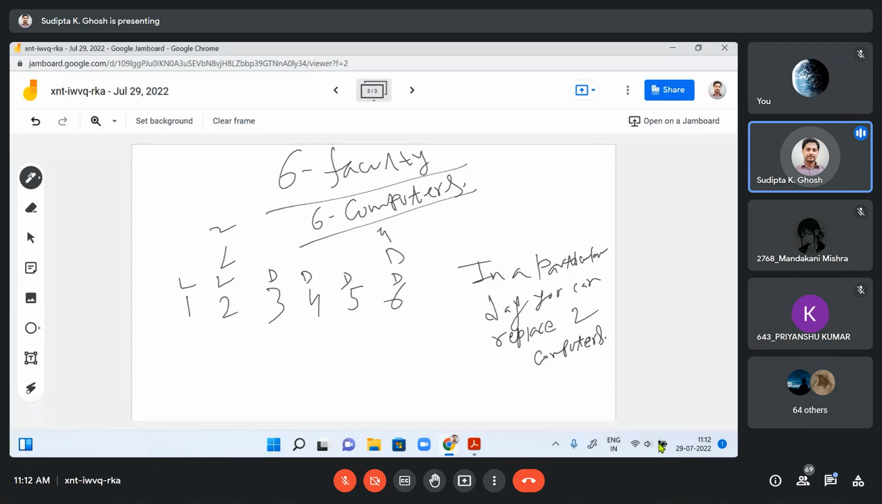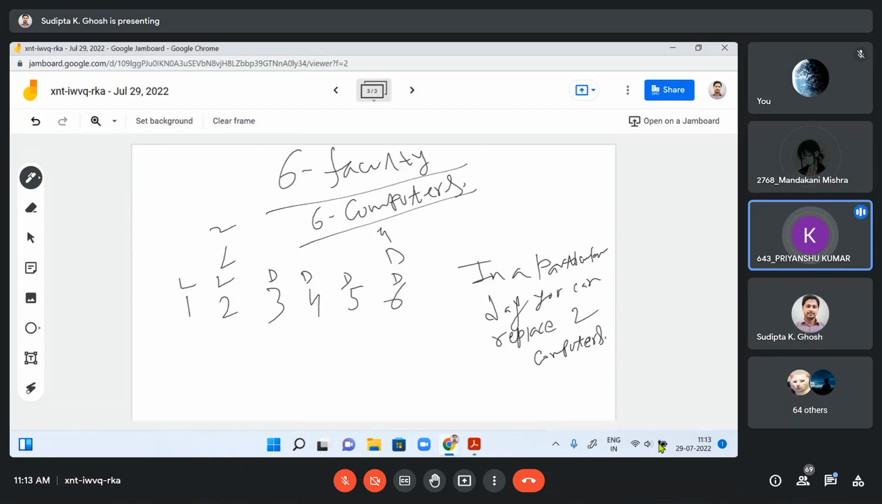Now I'm asking everyone, if I replace 2 computers in a particular day, what are the possible cases? Can anyone tell me? 15, sir. What type of cases can I expect? So 1 2, 1 3, 1 4, 1 5, 1 6, exactly, and then 2, 3 and so on.